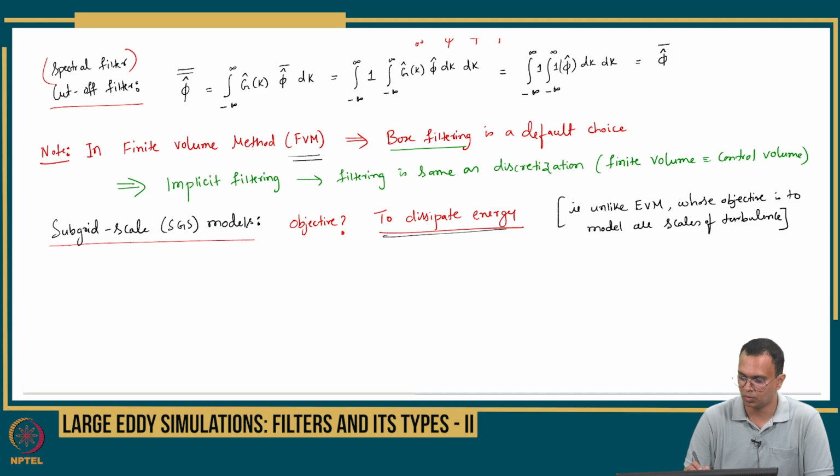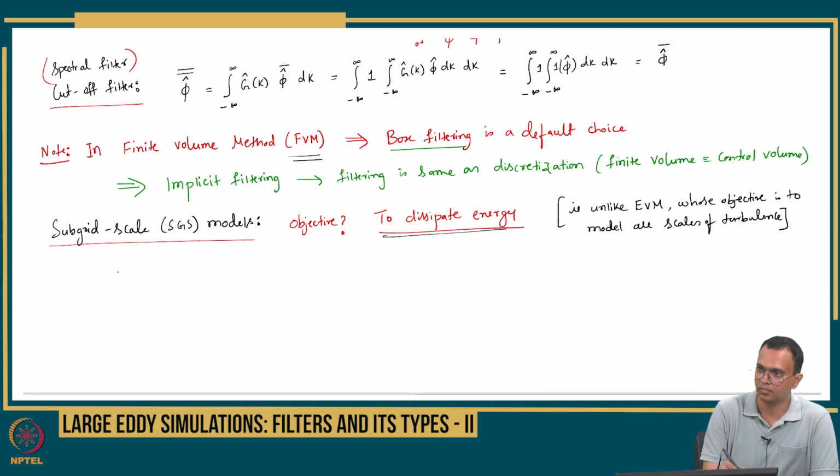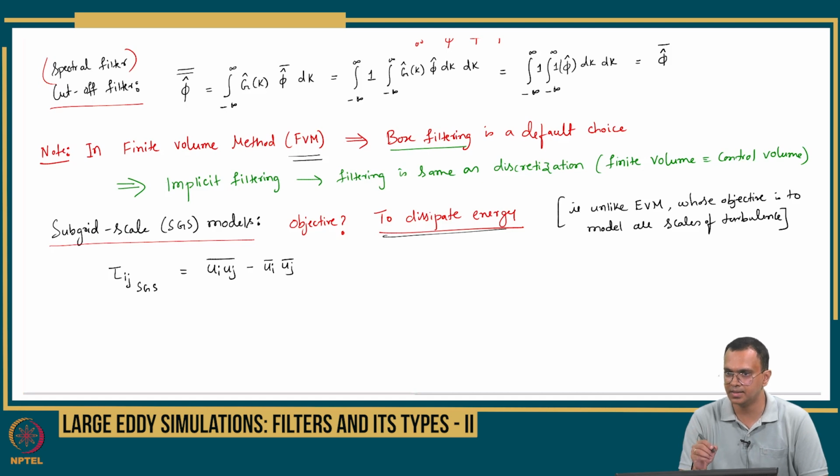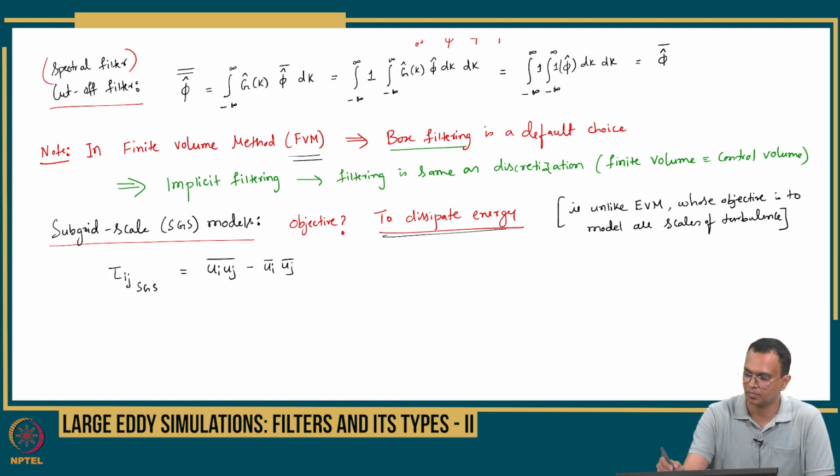Now what is the unknown in the filtered Navier-Stokes equation? Tau ij SGS. This looks like filtered ui uj minus ui filtered times uj filtered. I told you already, in LES we are computing filtered velocities, that is ui bar, right? We have no access to ui uj bar. This is an unknown here.